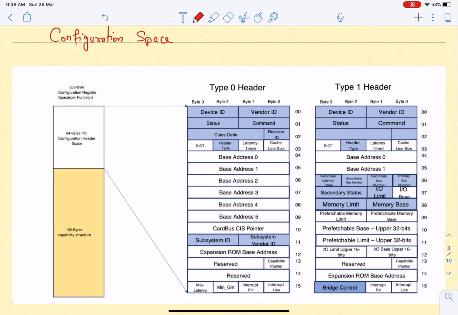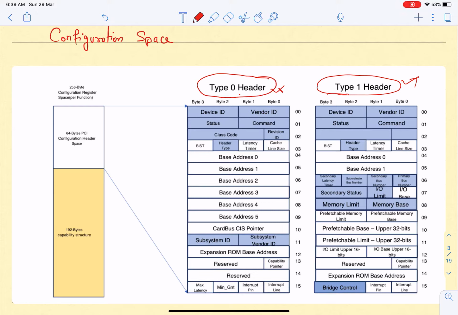We know that configuration space is of 2 types. For endpoint devices, we have the configuration space we call type 0 header, and for bridges it is type 1. To access the type 0 header, configuration type 0 transactions are initiated, and for accessing the bridges, type 1 configuration transactions are initiated.